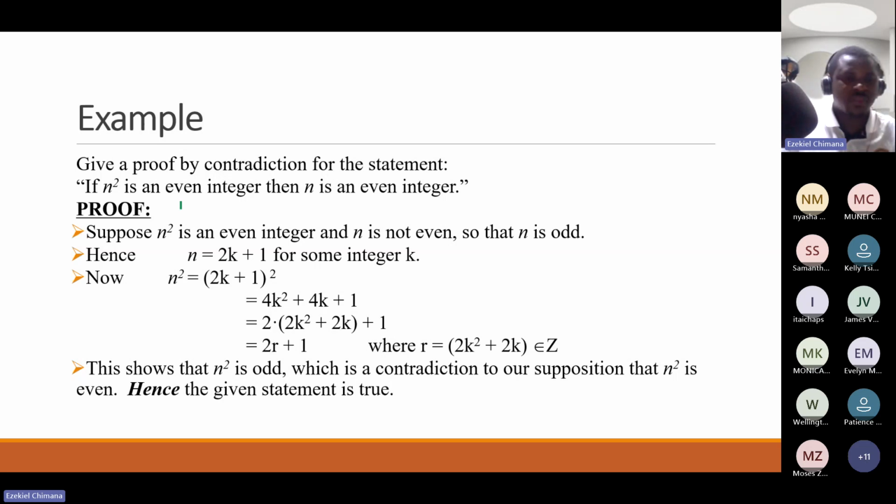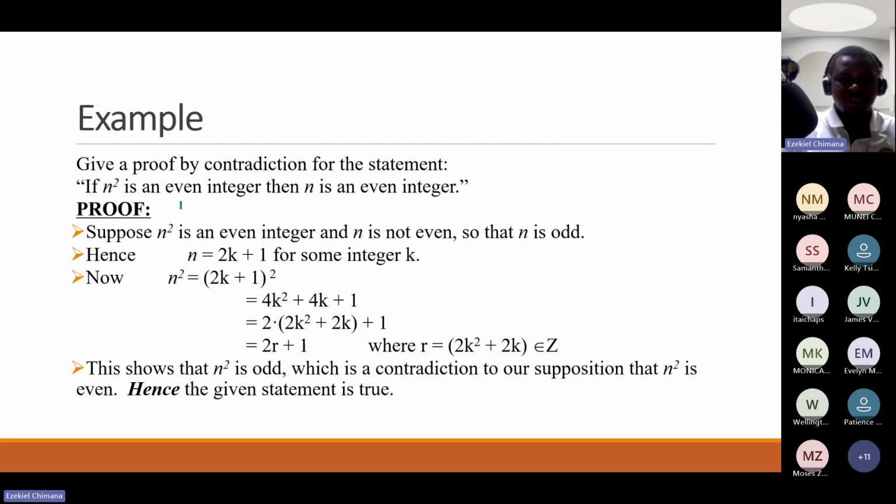You are supposed to prove that if n squared is even, then n itself is an even integer. That's what you're supposed to prove. But you are using what? Contradiction. So you want to prove that this statement is true, that if n squared is an even integer, then n itself is also an even integer.